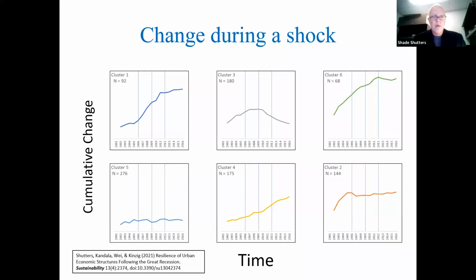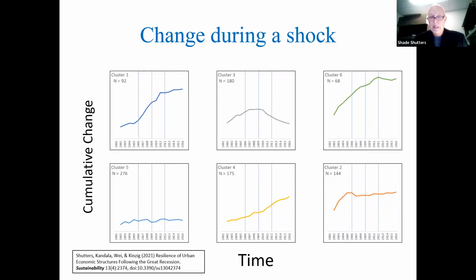And there's 3 vertical lines added. The furthest one on the left is the beginning of the Great Recession. The middle is the boundary between the end of the shock period and the beginning of the recovery period. And then the line on the far right in each graph is the end of the recovery and the overall recession. So some interesting things pop out from these results.